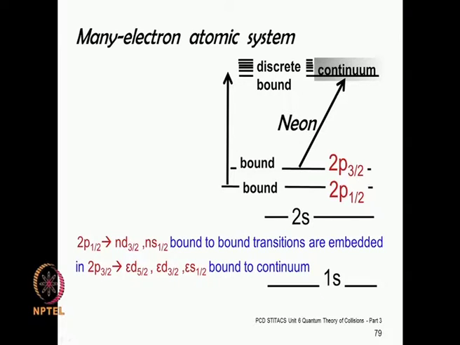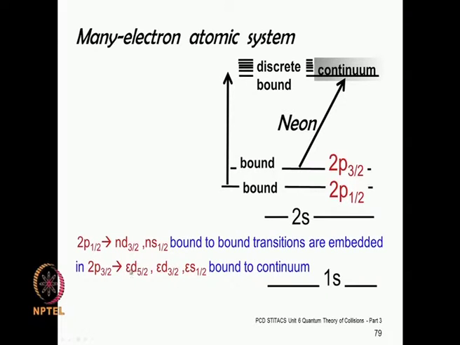Okay, so, these are the different relativistic channels, and I do take into account relativistic splitting of the levels in this discussion, because that is fundamental to the understanding of the resonances in this region. Okay. So, you have the 2p 1/2 to nd 3/2 or ns 1/2. So, n are discrete state quantum numbers of excited states, and these bound to bound transitions are embedded in this bound to continuum.